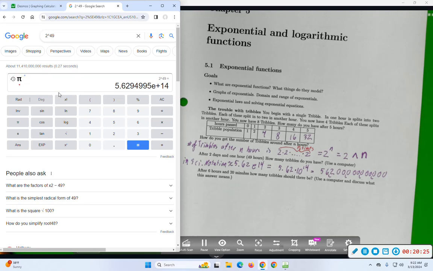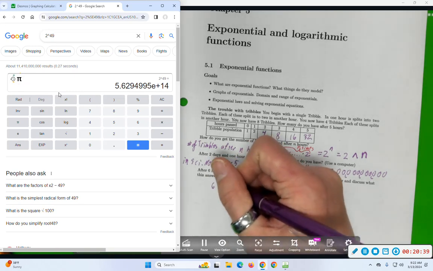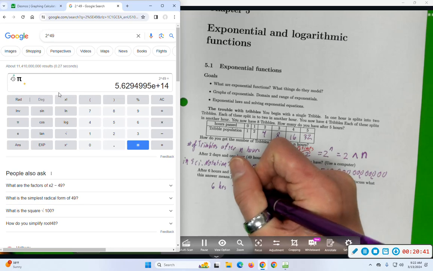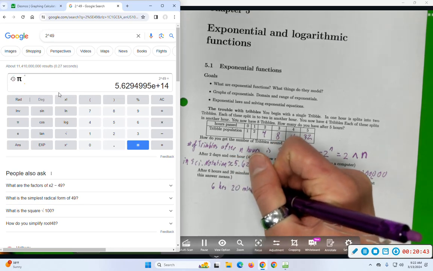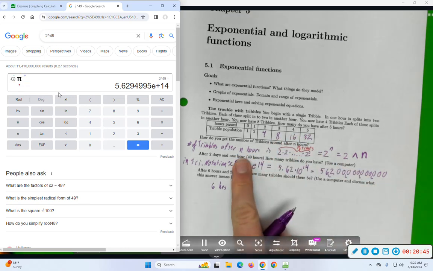So let's ask this question too. After 6 hours and 20 minutes, how do you compute the number of triples there are? Let's start with this. 6 hours and 20 minutes. We have a formula for the number of triples after n hours. How much of an hour is 20 minutes? If you were to write this as a fraction, a third.